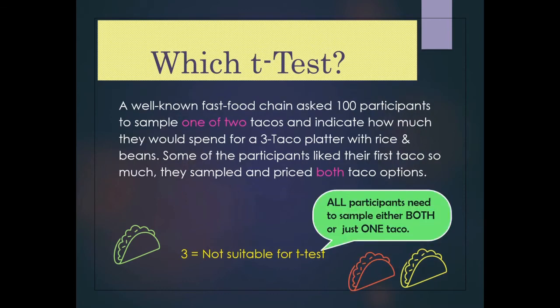Let's move forward. And it is not suitable for t-tests. So when you're running an experiment, all of the participants either need to sample both of the tacos or just one taco. You can't have some in both categories and some not in both categories. That's kind of a combination of an independent and dependent, and it just doesn't work that way.